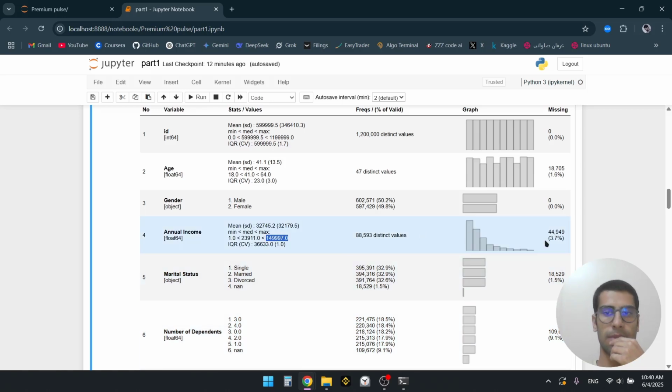The amount of data missing is about 3%, which is not really much. And one important note for these values could be the data, just someone who would record the data.